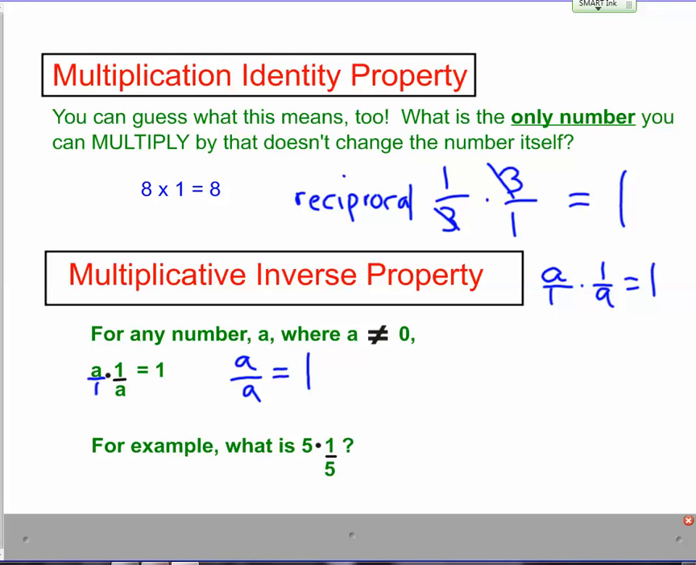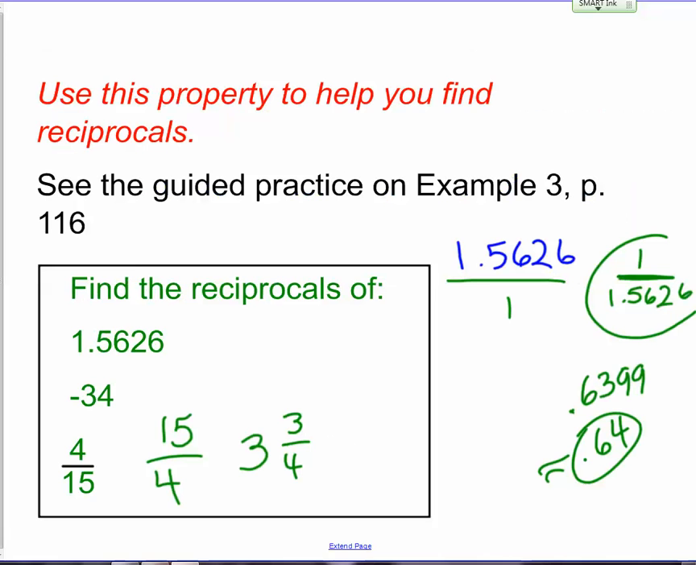Okay, then I had you practice a little bit of that. Use this property to help you find reciprocals. So this is also in your book on page 116. If I want the reciprocal of this number, I put it over 1 and I flip it upside down. And then if I want to know what answer this is, it's a division problem. 1 divided by 1.5626, and you get 0.6399, and it goes on and on. So to the nearest hundredth, it's about 64 hundredths.